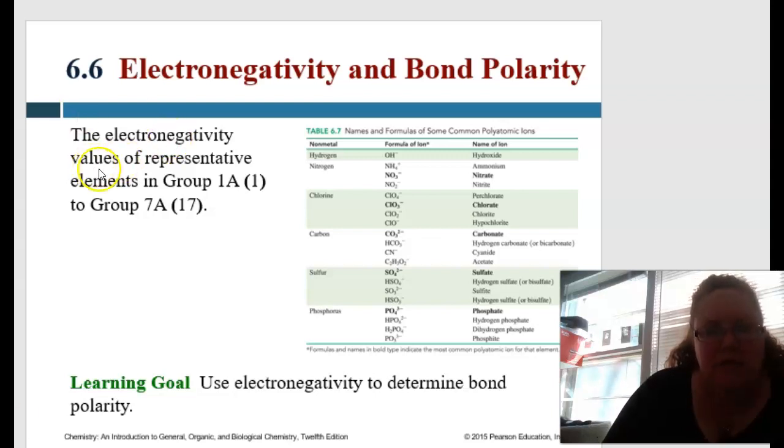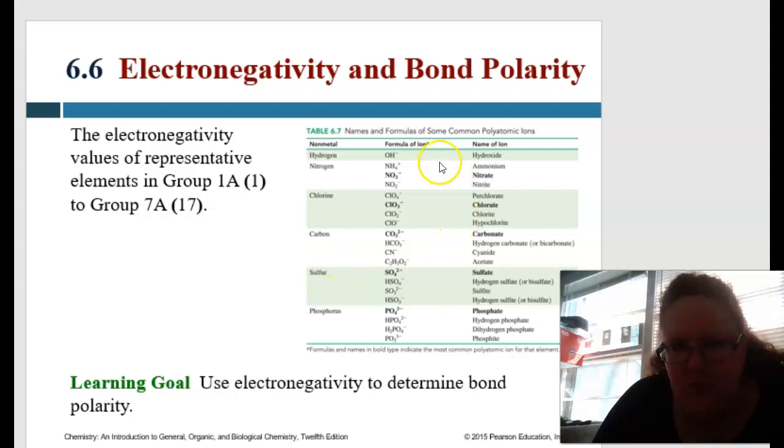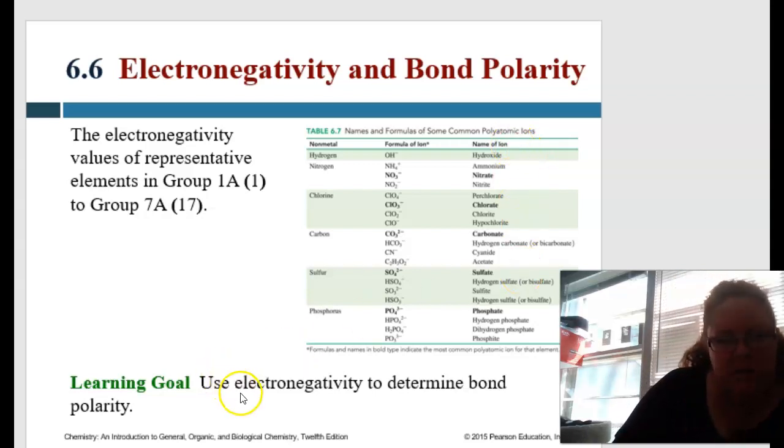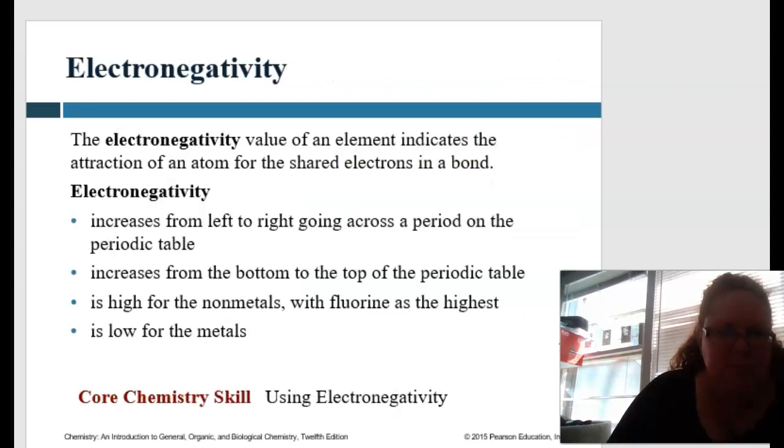All right, so electronegativity and bond polarity. The electronegativity values of representative elements in group 1A and group 7A. So what we're going to do for this video is use electronegativity to determine the bond polarity.